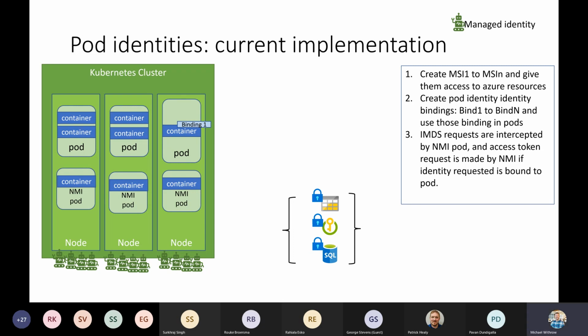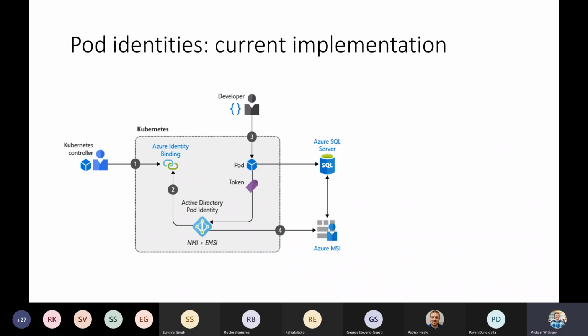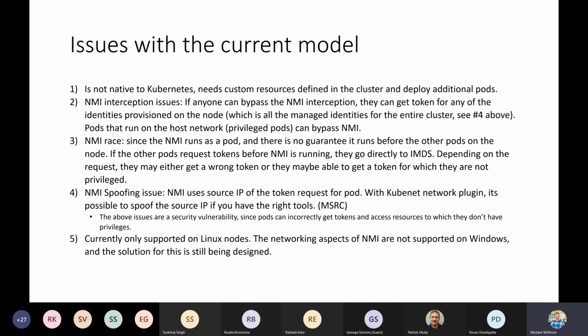So everybody, just so you know the flow, obviously the idea is you will create an identity, you will create a pod identity binding, and then essentially now as that pod is making transactions, the IMDS requests are intercepted by the NMI pod. Just in case you're aware, this is talking through a couple of the current implementations, but I wanted to fast forward and get right into the current issues that we have.